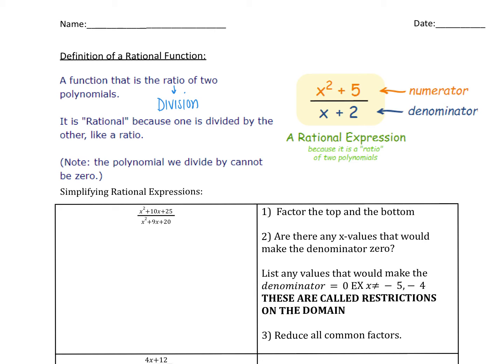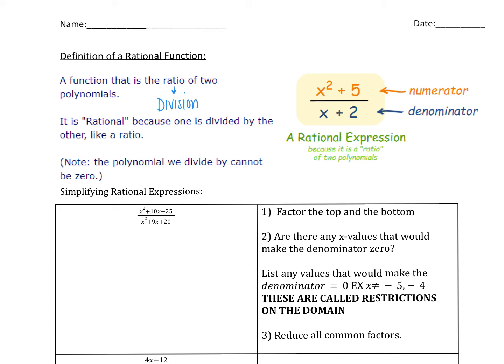Now, we just learned what polynomials were, and they could really be anything. So if you're looking at this example, we have x squared plus 5, which is a polynomial, over x plus 2, which is a polynomial as well. Looking at this example, it is a rational function because one is divided by the other, just like a ratio. So remember: ratio, rational, division.